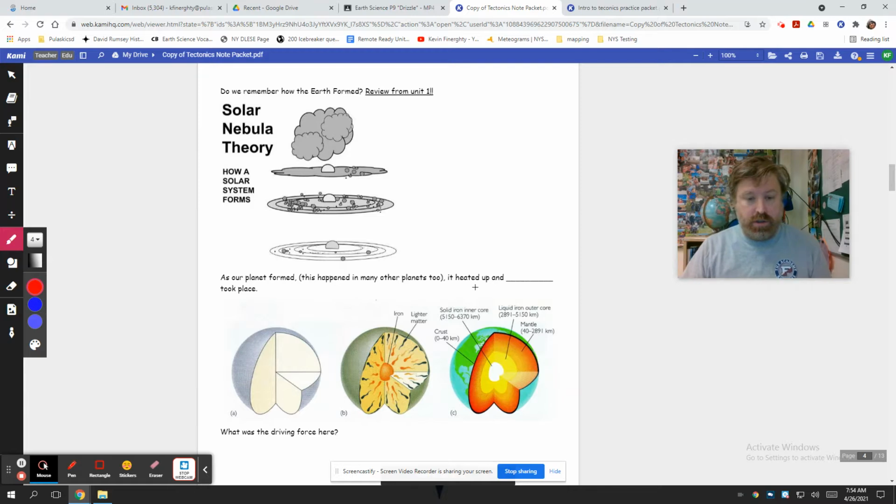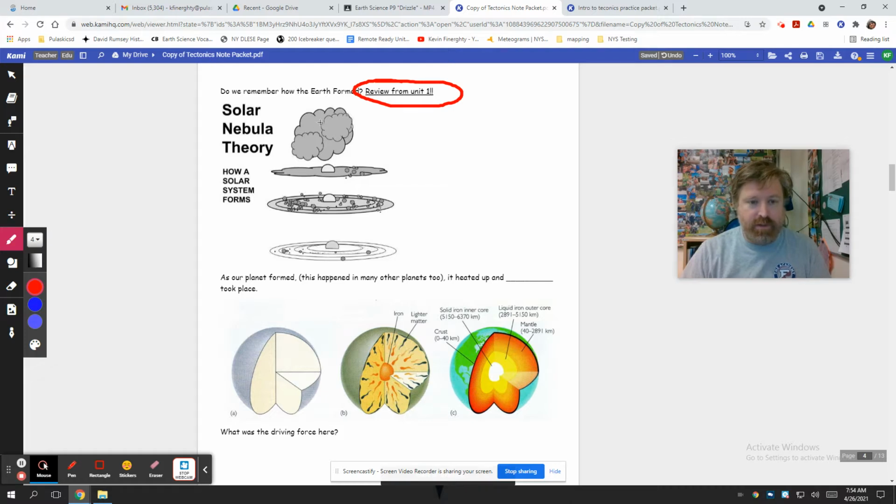Let's talk about tectonics and go way back. Why does all of this stuff happen? We'd have to go all the way back to Unit 1, which is, for some reason, September this year, with all the COVID stuff feels even longer ago than most Septembers do.